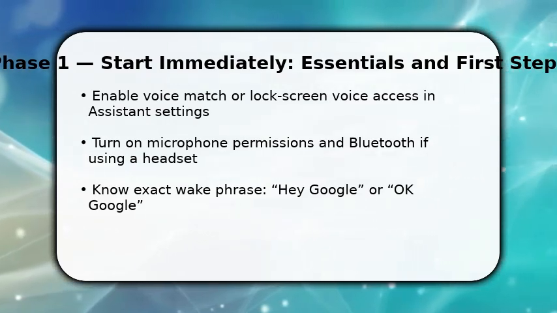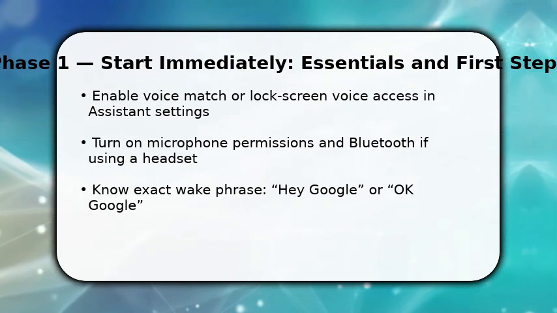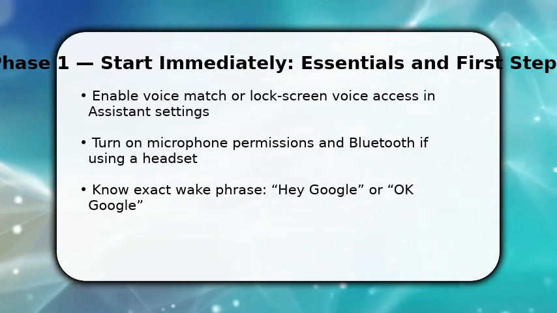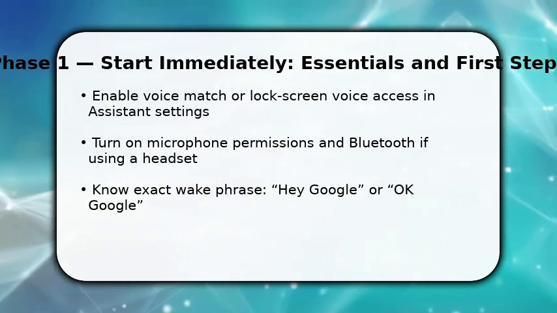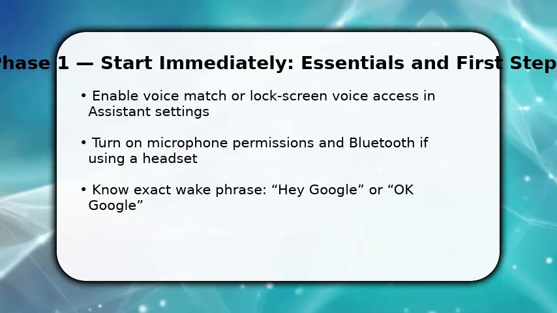You begin by enabling the features that let Google Assistant answer while locked. First, open Assistant settings and turn on voice match or lock screen voice access. This lets the Assistant recognize you. Make sure microphone permission is granted and enable Bluetooth if you rely on a headset.